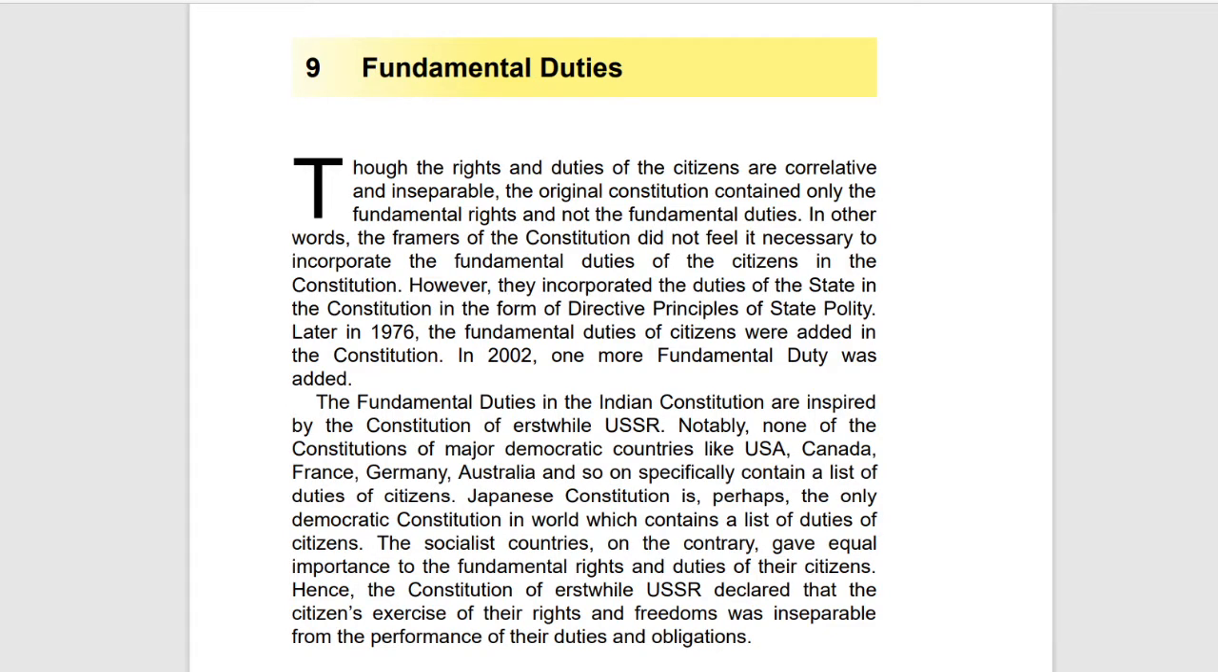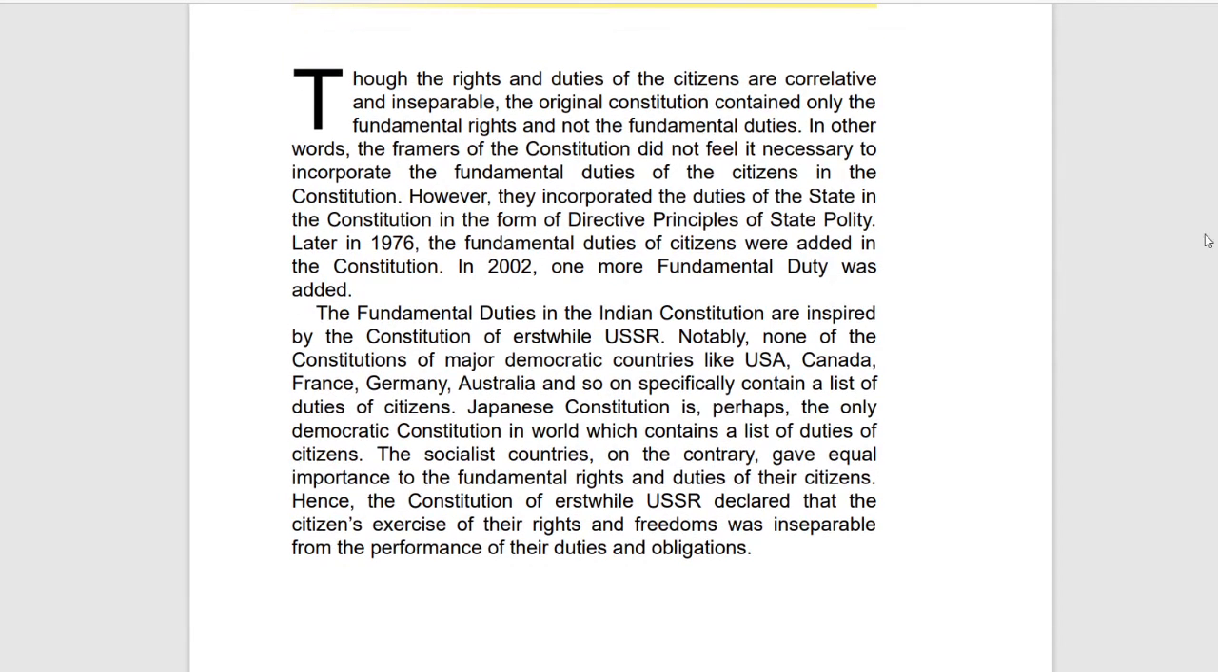So let us start the class, that is fundamental duty. I hope that you people can see this chapter on my screen. Okay, so let us see this chapter, and I will read the first paragraph.